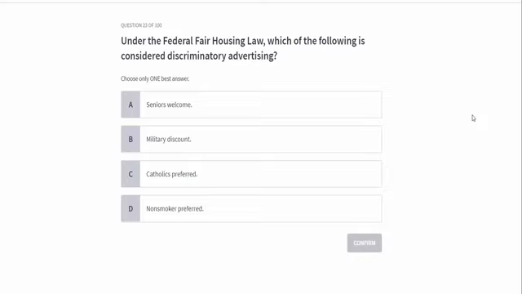All right, next one, 23. Oh, we're doing another fair housing question. All right, so under the Federal Fair Housing Law, which of the following is considered discriminatory advertising? So come up with your answer on this one, starting now.